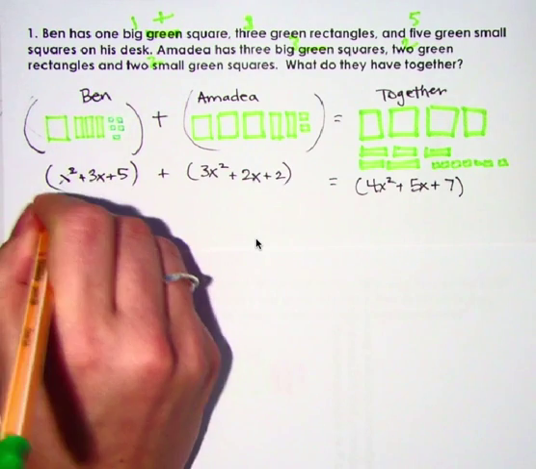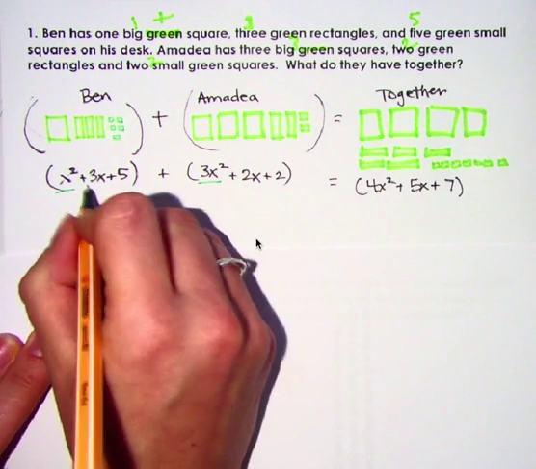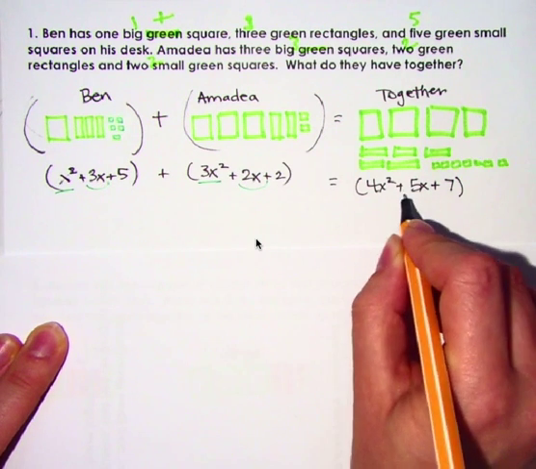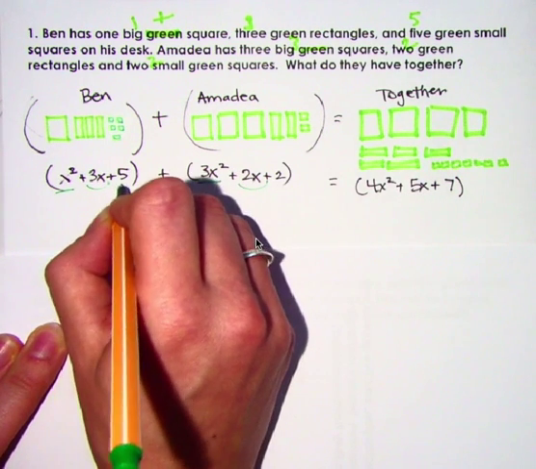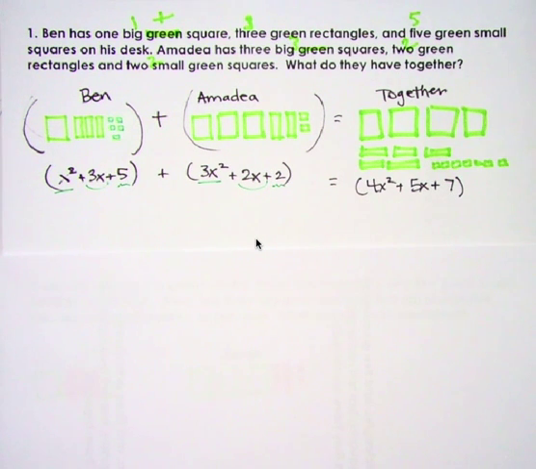Here you have x squared and 3x squared. You combine those like terms to be 4x squared. You have 3x and 2x, which combine to be the 5x right here. And then you have this 5 and this 2, and they combine to be 7. All right, we're going to try another example, number 2.